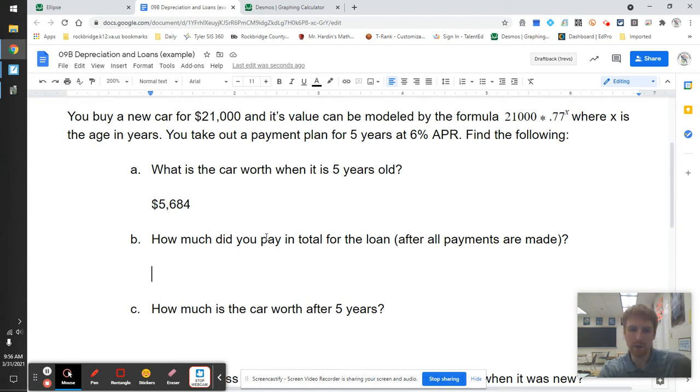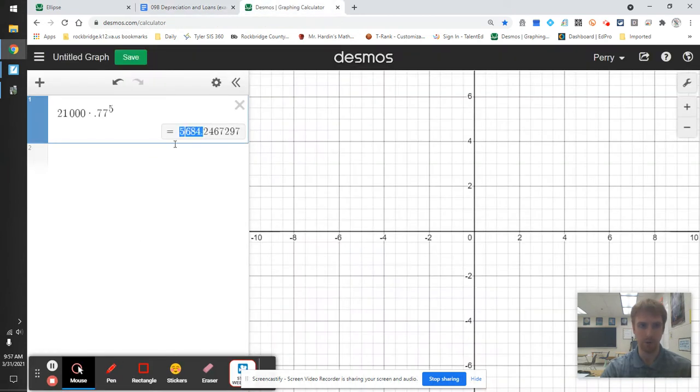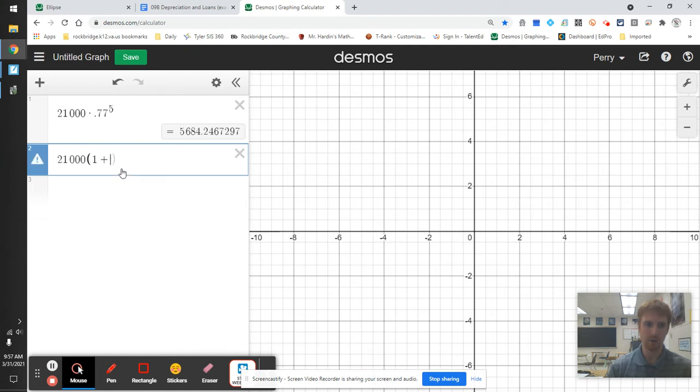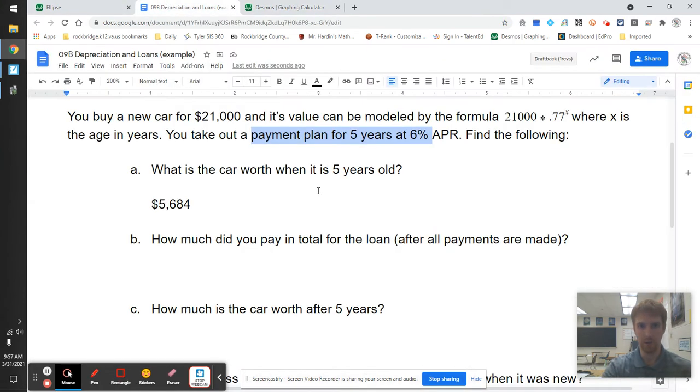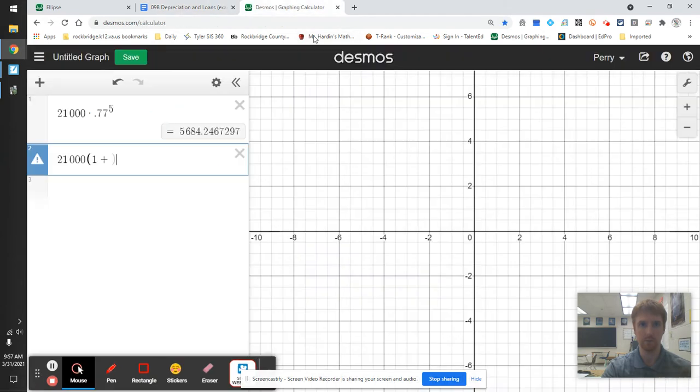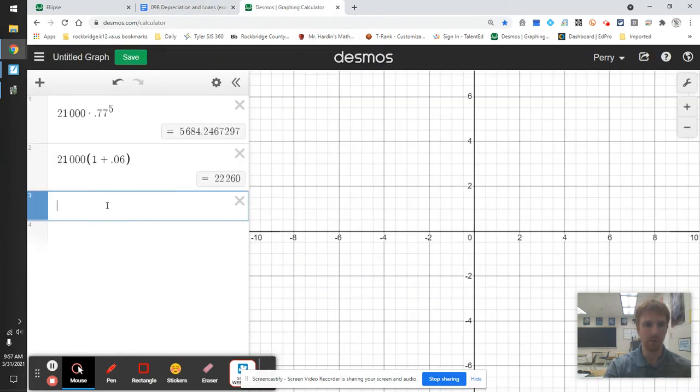All right, how much did you pay in total for the loan after all payments were made? Well, you bought it new for $21,000. You took out a payment plan for 5 years, 6% interest. So again, I'm going to go to Desmos first. 21,000 times 1 plus the interest rate as a decimal. Now that was 6%, so 0.06. Those of you that do with that, take the percent, divide by 100. That's how you get your decimal.